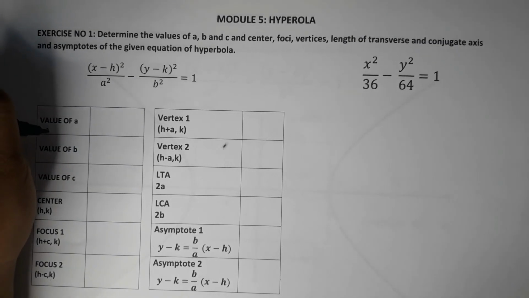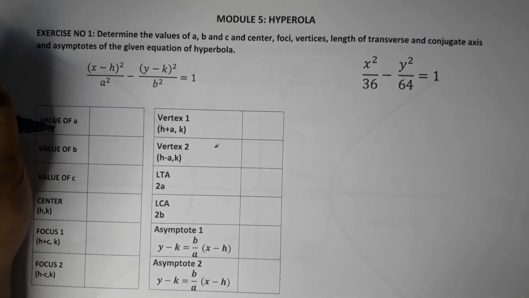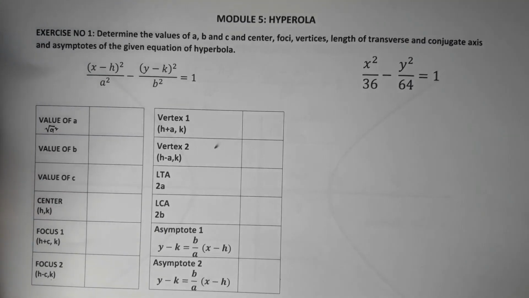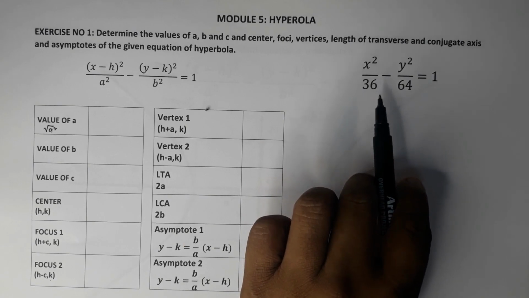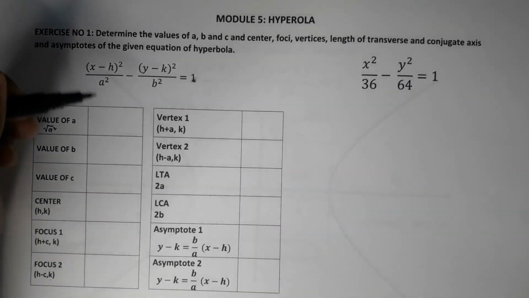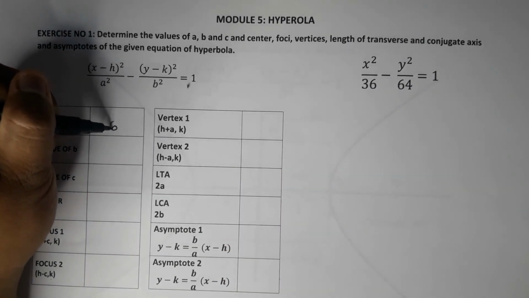Okay? So kukunin lang natin yung A squared. Okay? So what would be the square root of A squared now? 36. What is the square root of 36? That makes it 6. Okay.